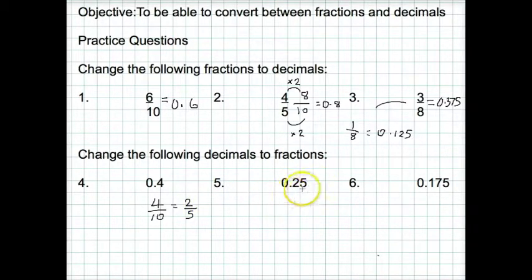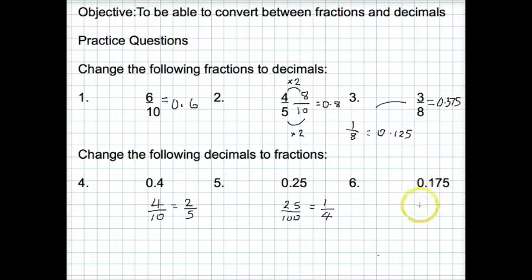Question 5. Well, the procedure behind this is writing 25 over 100 and then writing this in its lowest terms. 25 goes into both 25 and 100. It is a factor of both. 25 into 25 goes once, and 25 into 100 goes 4 times. But you should remember that 0.25 is a quarter and vice versa.